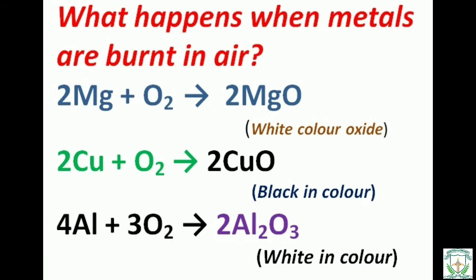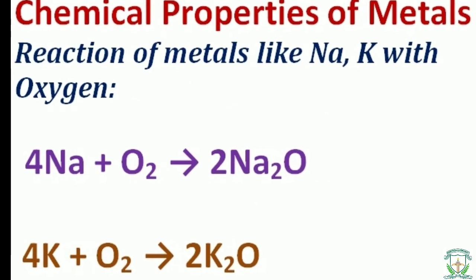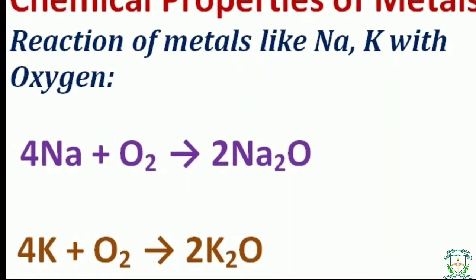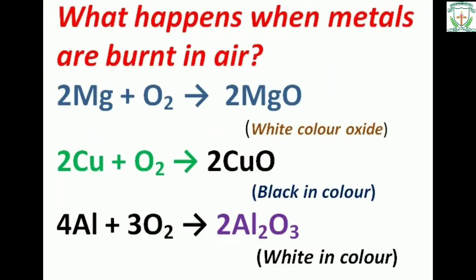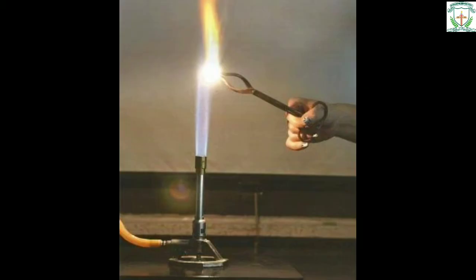Till now we have seen metals which react at room temperature and their chemical reactions, and the metals which are not reacting at room temperature but react when heat is supplied, and their reactions. Okay, is it clear, children? Now tell me, which are the metals that react when heat is supplied? Yes, good. Magnesium, copper and aluminium.